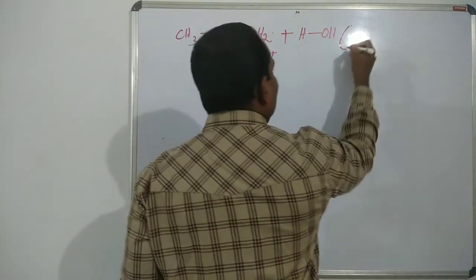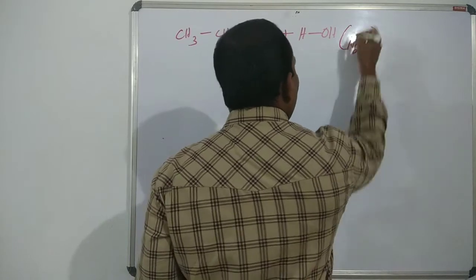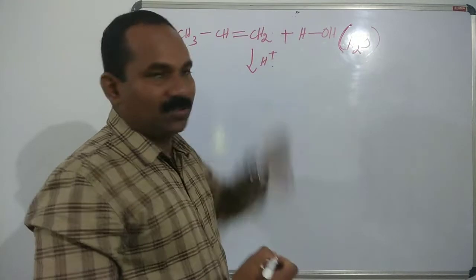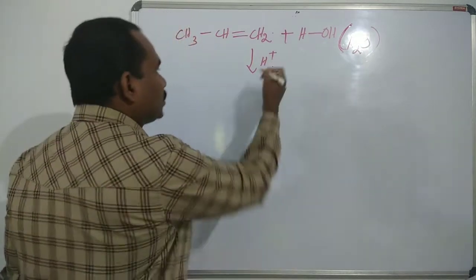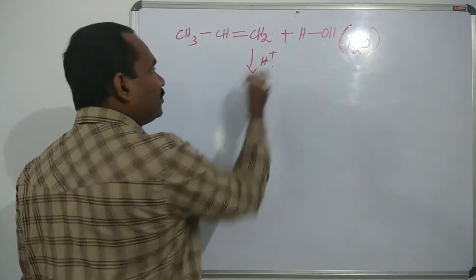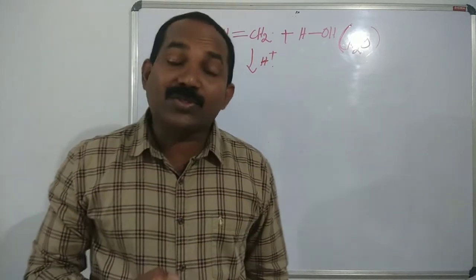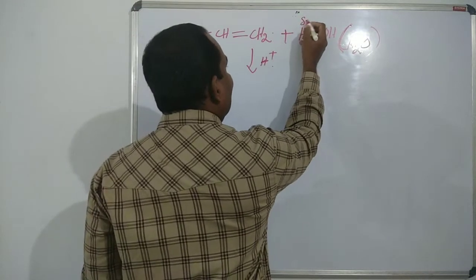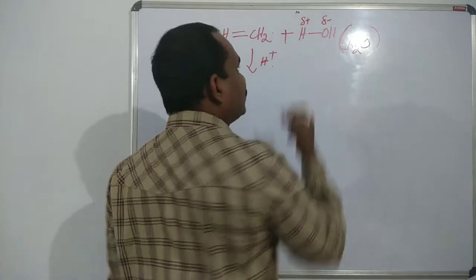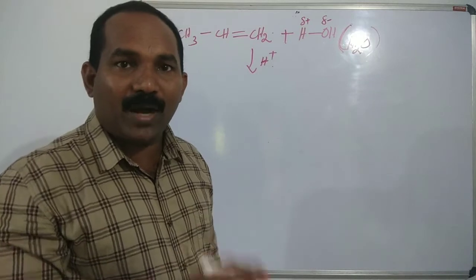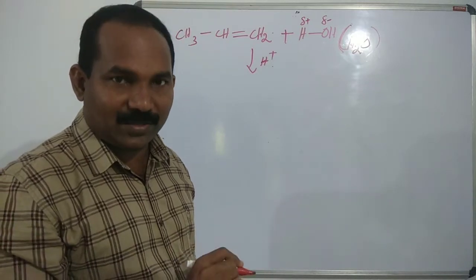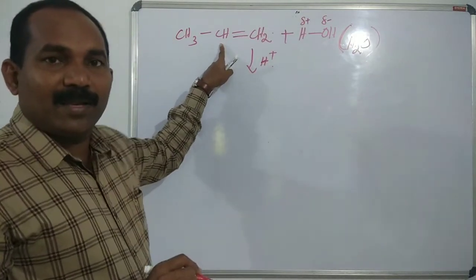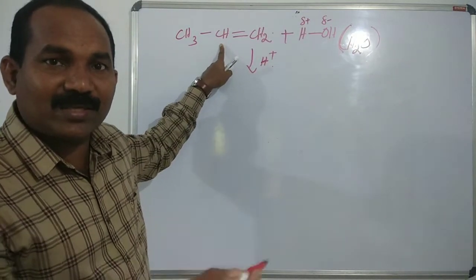In your textbook it is written as H2O. I write HOH to understand easily. So in the presence of an acid, usually we are taking H2SO4. What happens? This H plus and OH minus. Okay, in water, H plus and OH minus. The negative part gets attached to the carbon that possesses less number of hydrogen atoms.